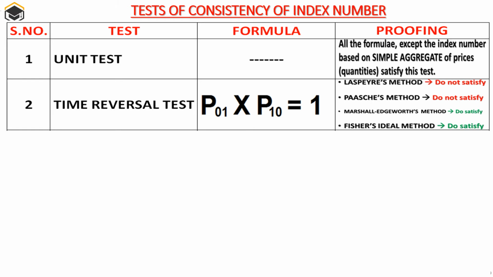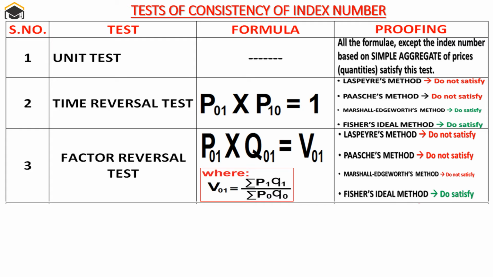Only two are going to satisfy: the Marshall-Edgeworth method and Fisher's ideal method, whereas Laspeyres and Paasche are not going to satisfy the time reversal test. Next we have the factor reversal test.